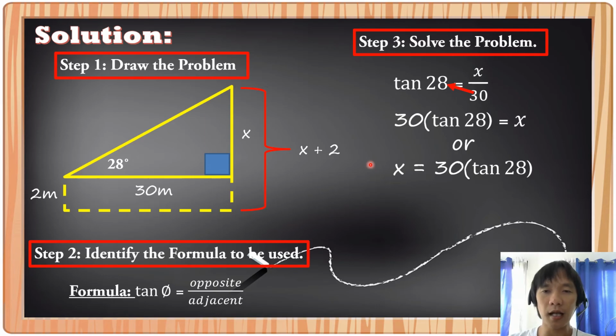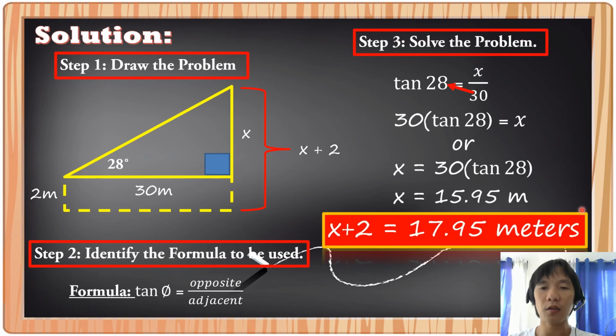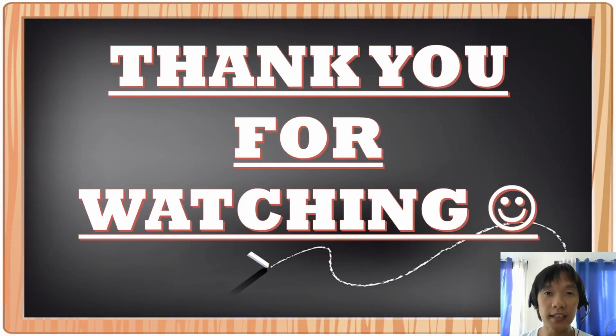Now using your calculator, that will give you 15.95 meters. But take note, this is not the height of the tree yet, because the tree is up to this line. So this 15.95 meters, we will add 2 from that one. So the height of the tree is equal to 17.95 meters.